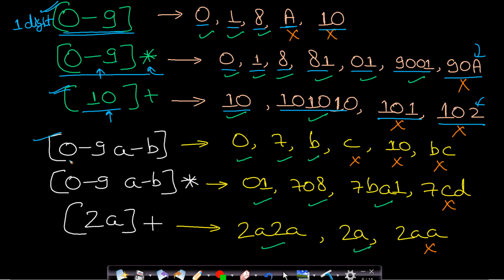Now if you see this 09AB, then what does it indicate? This indicates just a single character. The character can be either in the range of 0 to 9 or in the range of A to B. So this is the meaning of this entire block. Now 0 is in the range of 0 to 9, so this is valid. 7 is also in range. B is in the range of A to B, so this is also valid. But C is not valid. This is not in range of 0 to 9 and also not in range of A to B.